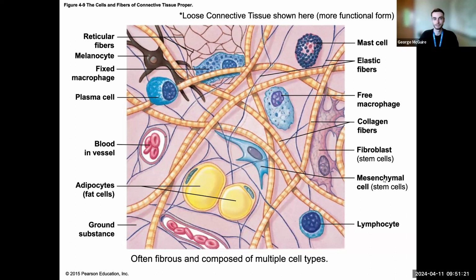And then we have mesenchymal cells, which are the main stem cells. They're to produce more of our blasts for our different cell types and doing a majority of the cell replication for our connective tissue. Okay.